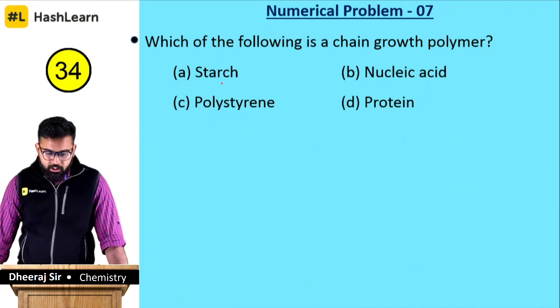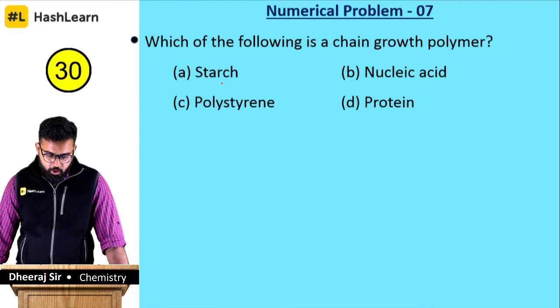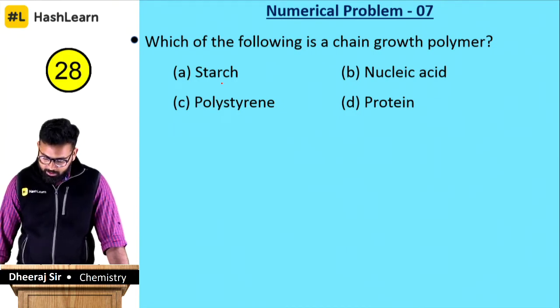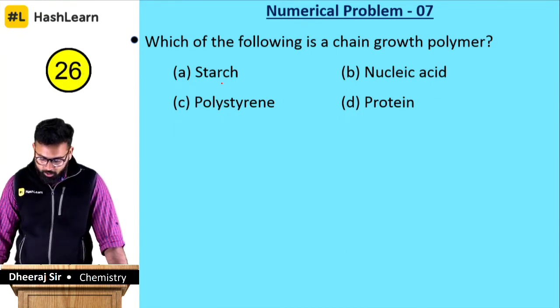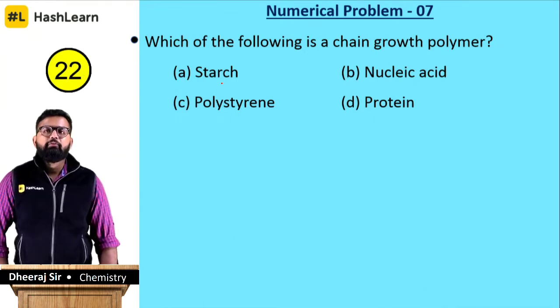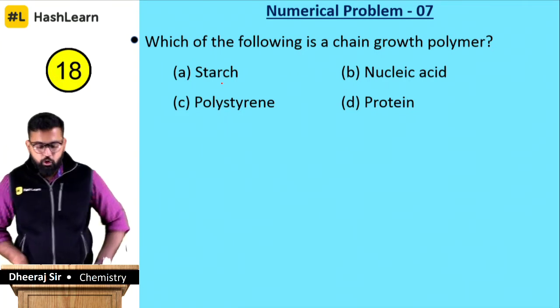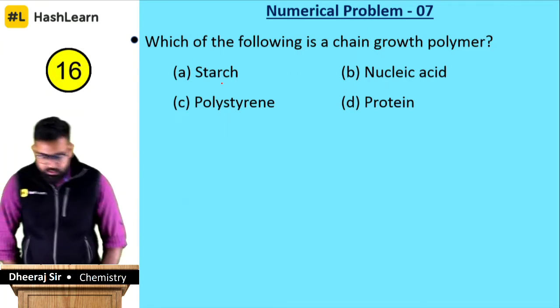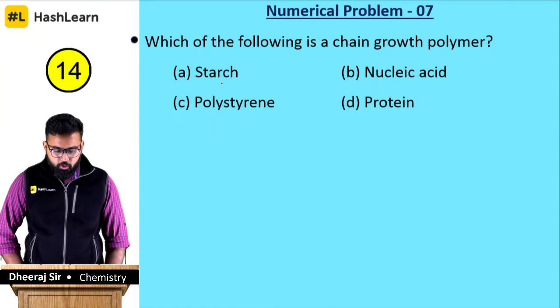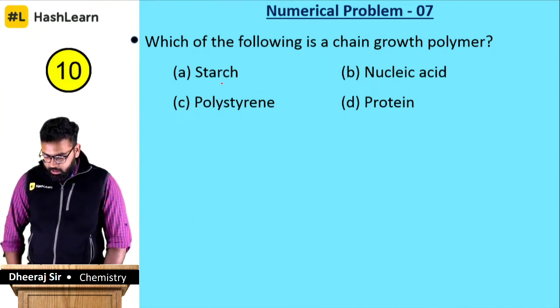Which of the following is a chain growth polymer? Starch, nucleic acid, polystyrene, and protein. Chain growth polymer, which means the length of the chain grows step by step. So which of these is the answer? Starch, nucleic acids, polystyrene, and protein.